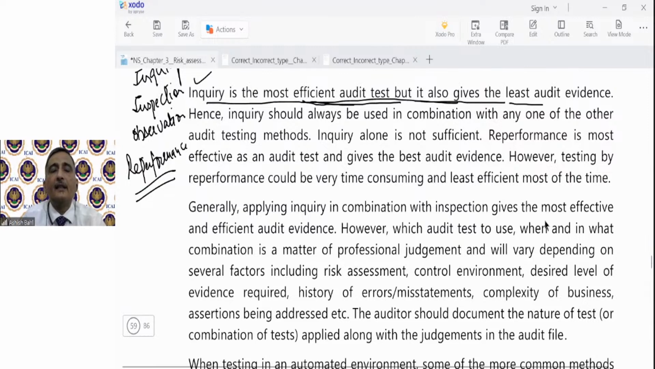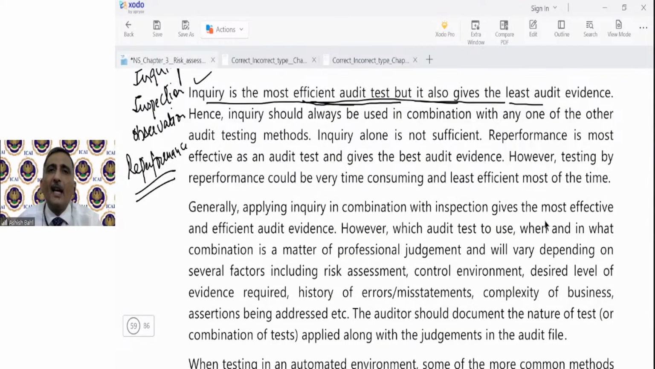So students, very interesting line. So think over this line. Inquiry is the most efficient audit test, but it also gives the least audit evidence. So what is the meaning of it? Inquiry is one of the easiest jobs.